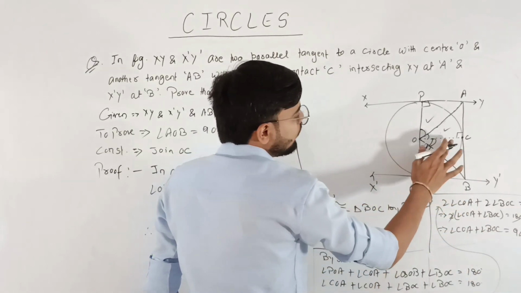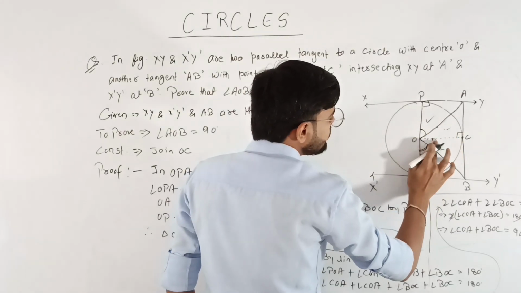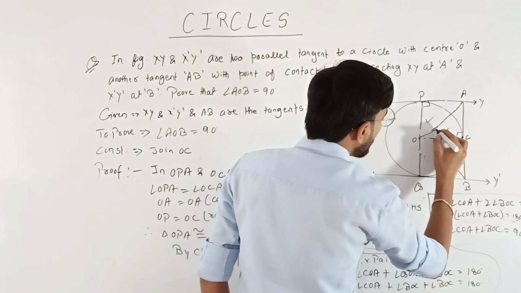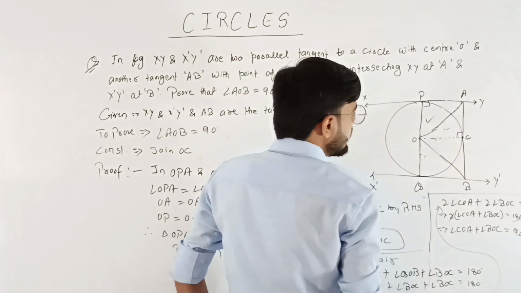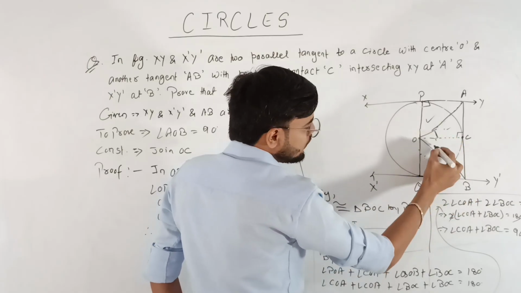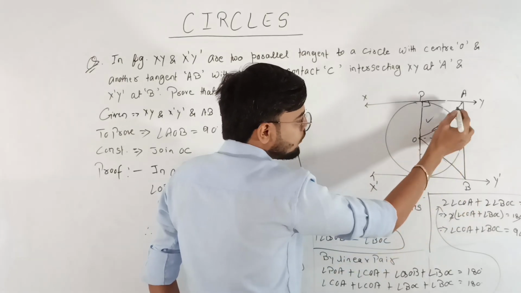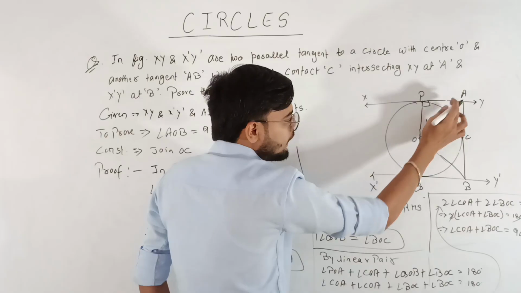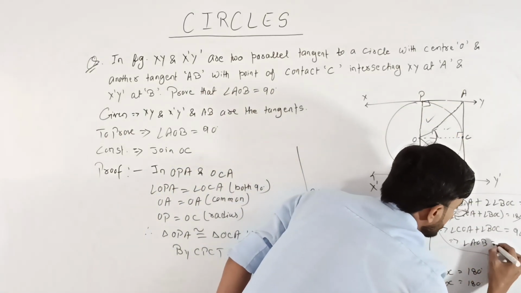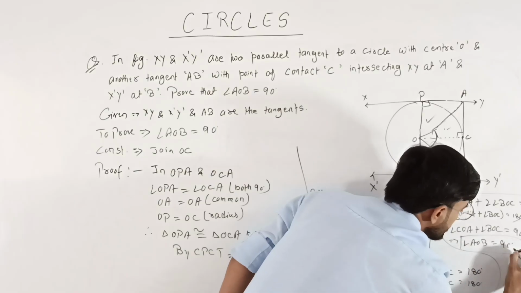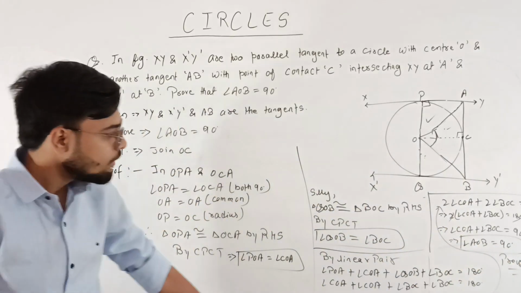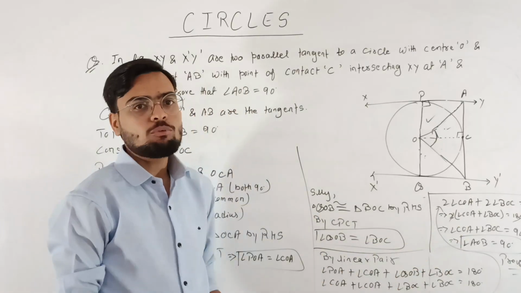Now look, angle COA, this angle. Now angle COA, this one, and BOC, this one. If we add these two angles, then we get angle AOB. So here angle AOB is equals to 90 degree. This is proved. We have to prove this: angle AOB is equals to 90 degree. So angle AOB is 90 degree. Let's see one more time.